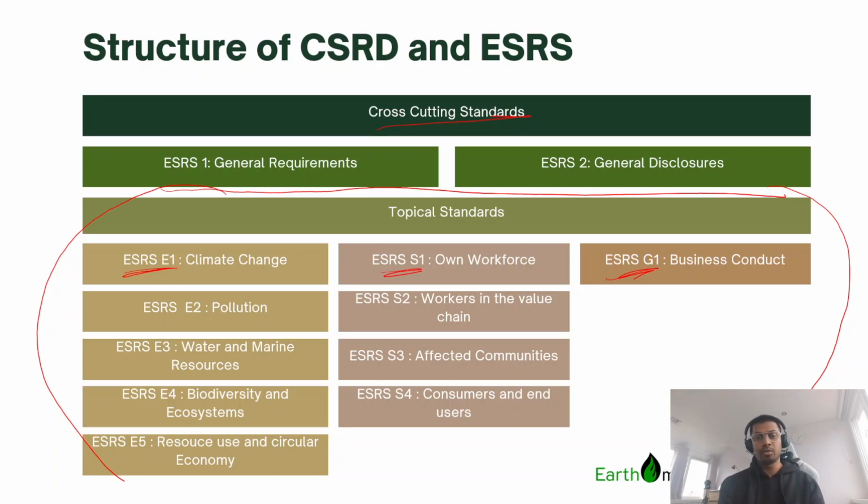Similarly, S1 is own workforce, S2 is workers in the value chain, S3 is affected communities, S4 is consumers and end users, which is also very important because everyone is either providing a product or a service, which means you have consumers and end users. It is applicable to most organizations because every organization has a value supply chain, upstream, downstream, and their own operations. But we will discuss them in detail in the coming sessions.